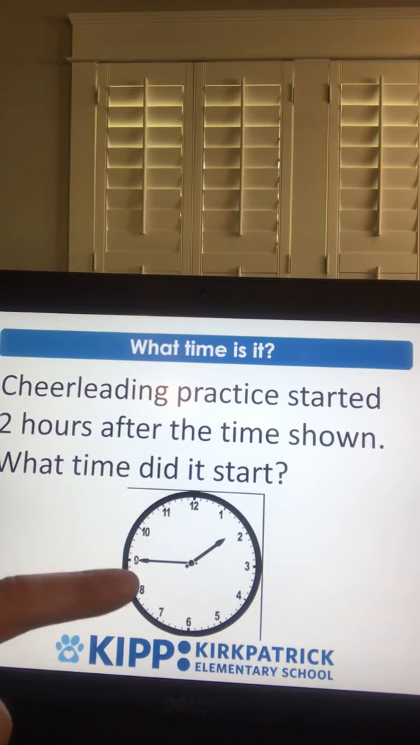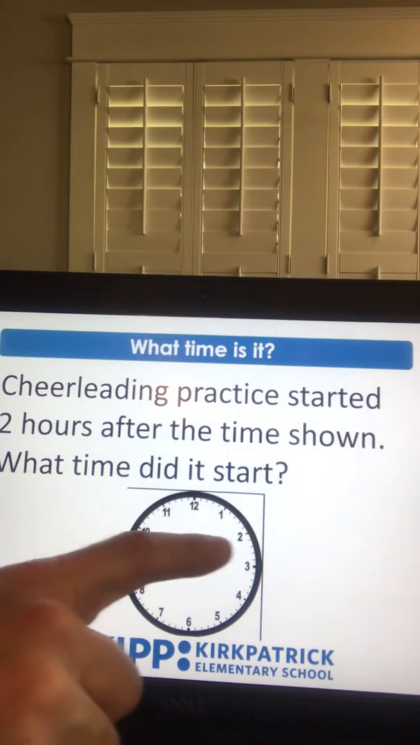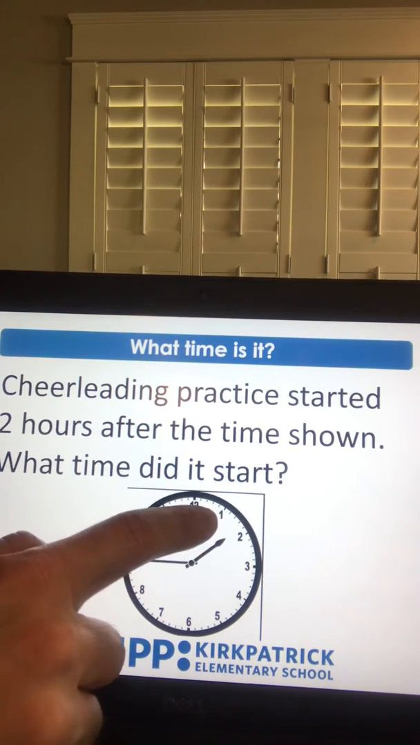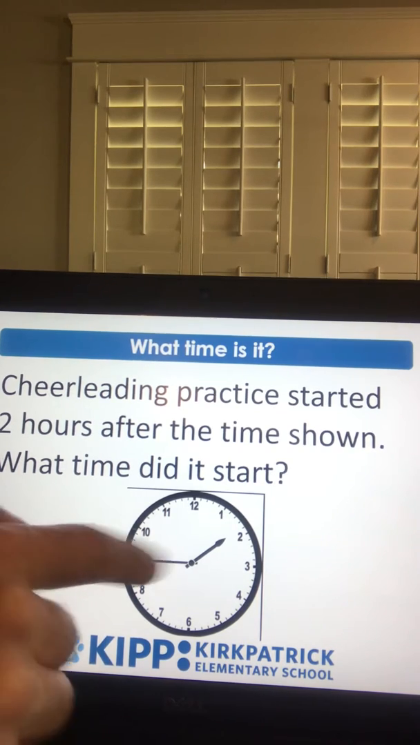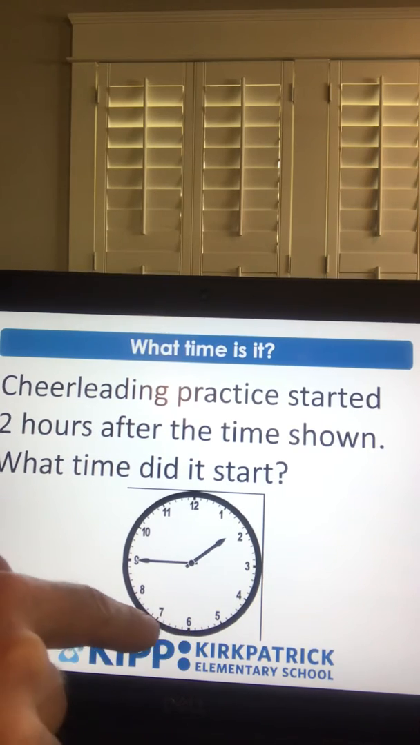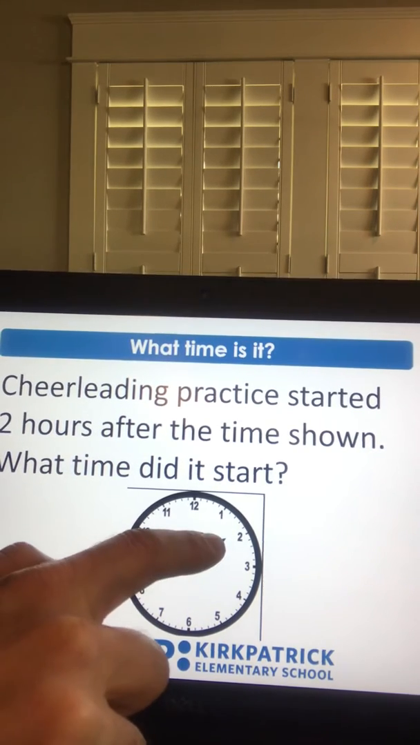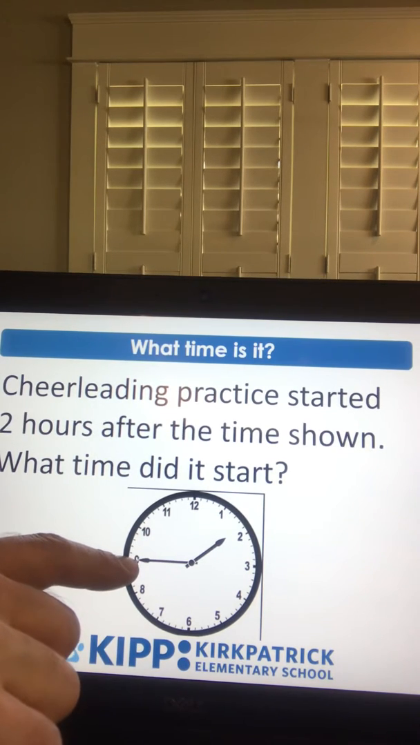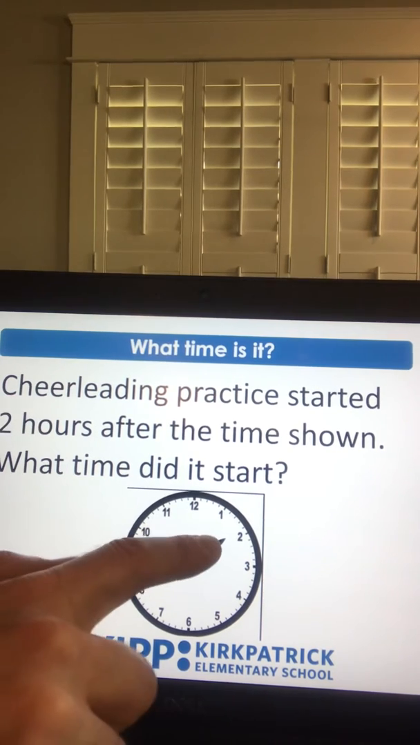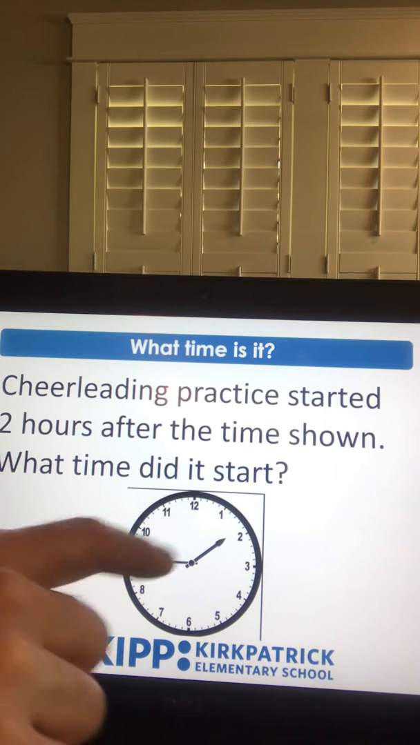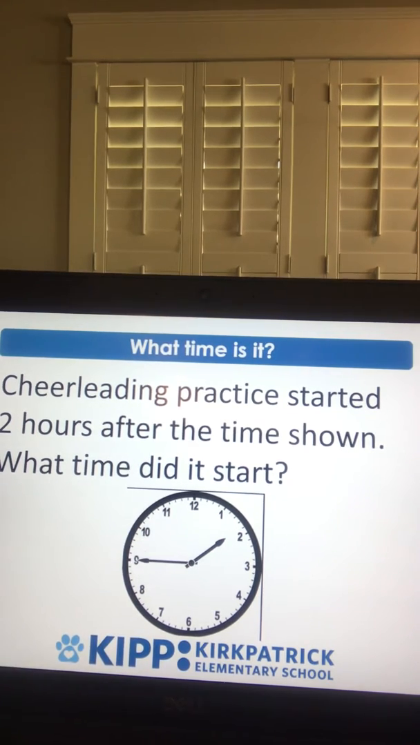Okay, so to solve this, first I have to know what time is shown on the clock right now. I see my hour hand is past the 1, and then I'm going to count by 5s to figure out what time it is. So I know it's 5, 10, 15, 20, 25, 30, 35, 40, 45. I know right now on the clock is 1:45. The problem said, though, cheerleading practice is 2 hours later than that. So right now it's 1:45. So I have to add 2 hours to that. So 1:45 plus 2 hours would be 3:45.